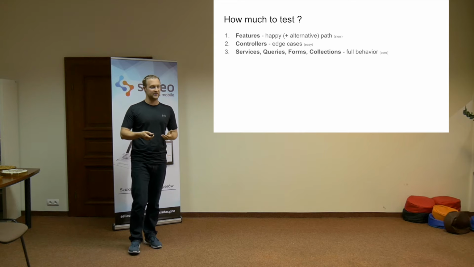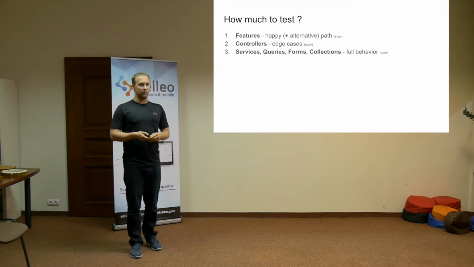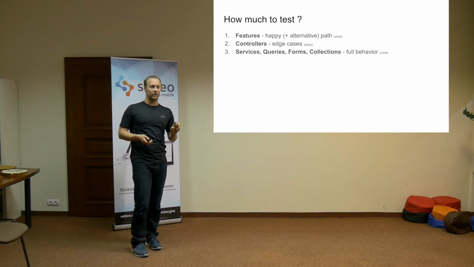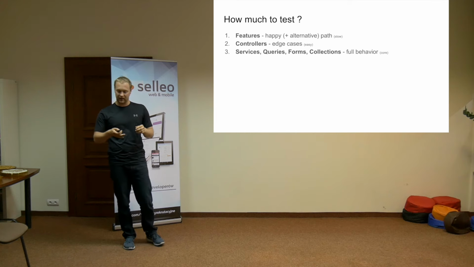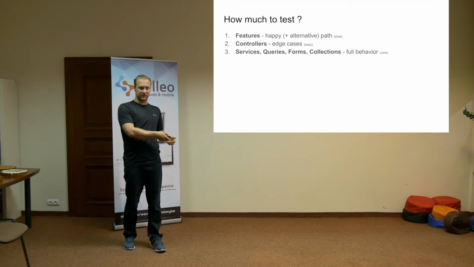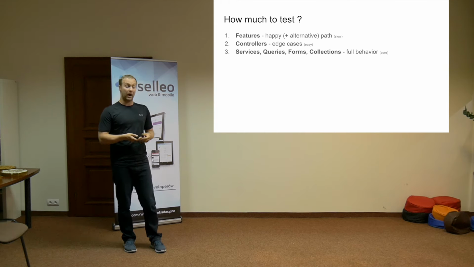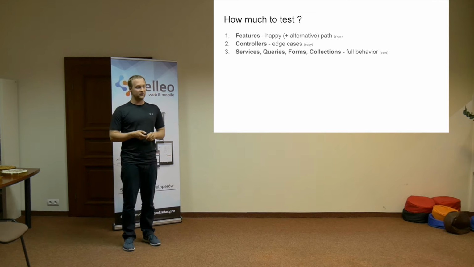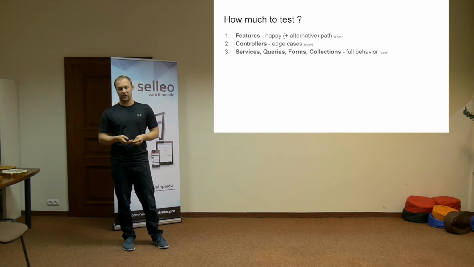So how about services and queries and forms and collections? Because those are the objects that most of your logic lies within. And if there is logic involved, then it's good to test as much as possible. So test all edge cases, all behaviors or interactions with external services, like wrappers, etc. In my opinion, testing everything from the ground up, services, queries, forms and collections, and some other objects that you might use, is a good way to go.